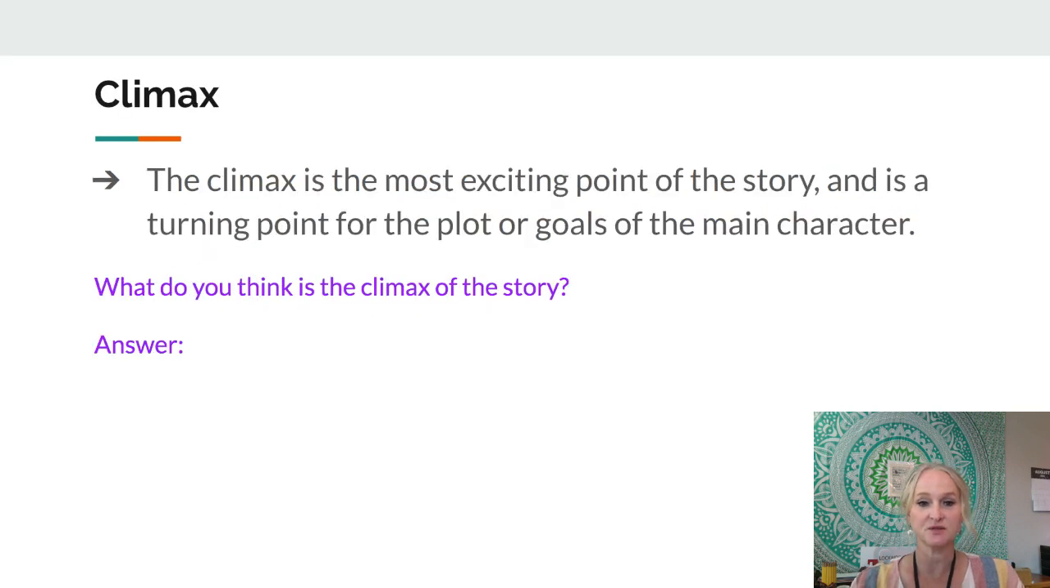The climax of the story or of the narrative is the most exciting part of the story, and it's a turning point for the plot or the goals of the main character. It's almost the part of the story where you wonder what's going to happen, all the way up to right before you find out what's going to happen. Or maybe something really bad happened that changed the whole direction of the story, or something really good happened. It's that point where you can't get any higher with suspense or excitement.